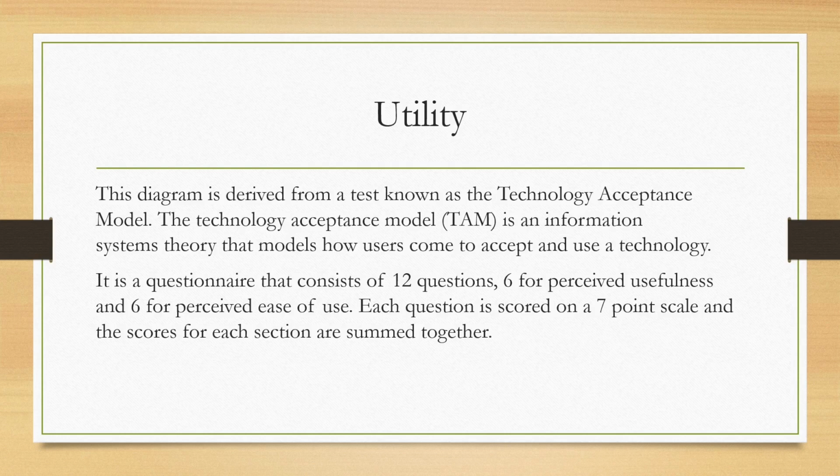So that diagram is derived from a test known as the technology acceptance model. The technology acceptance model models how users come to accept and use a technology. Essentially, it's a questionnaire. It's got 6 questions for the usefulness of a system and 6 for the perceived ease of use. And each of those questions is scored on a 7-point scale. And then you add the scores for all the questions together to plot them on that diagram.